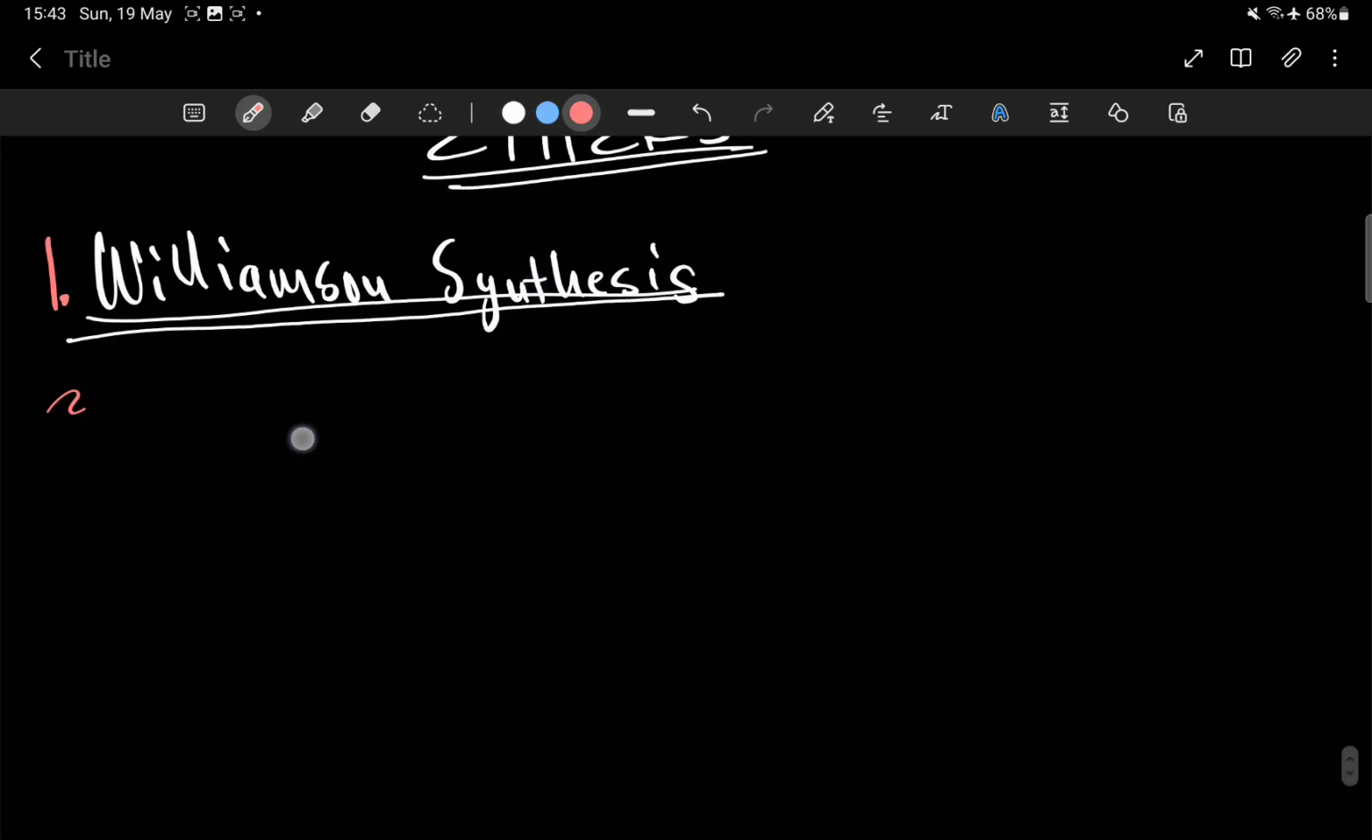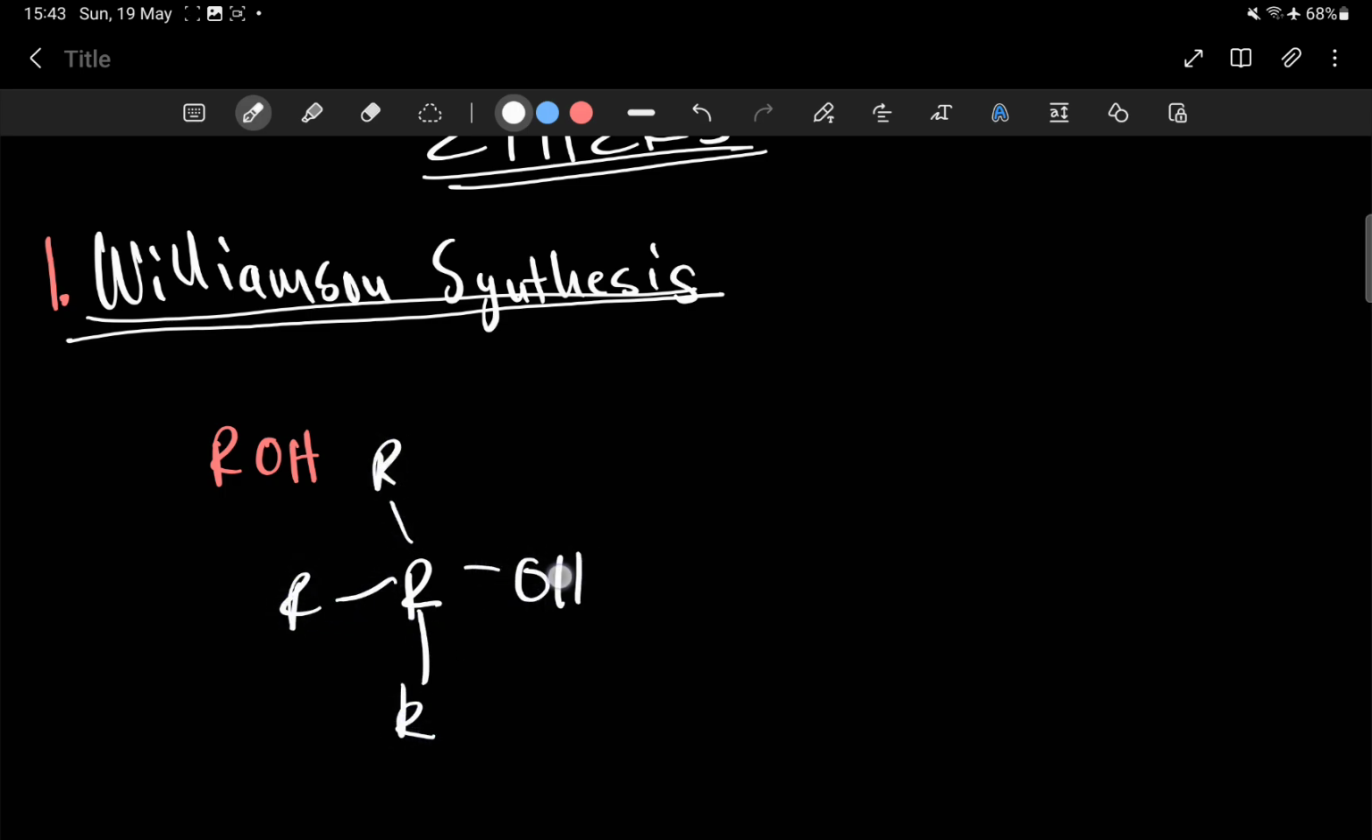The first step is we do what we know alcohols do, is we know they react with metals, right? So we react an alcohol, a primary alcohol. We like primary alcohols. Secondary alcohols may work, but tertiary alcohols definitely will not work here. If you have, say, something like R bonded to an R and an R and an R, and then your OH, these will not work in the Williamson synthesis. Okay, here is the most basic one.